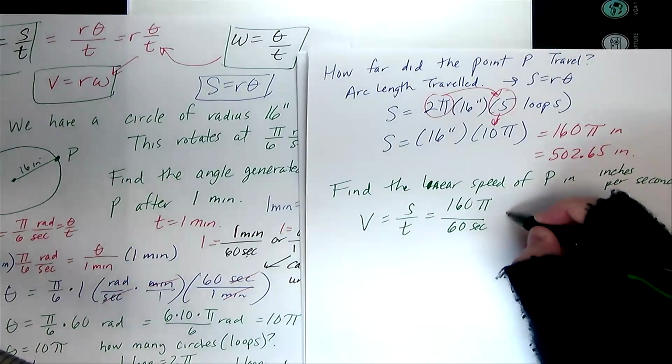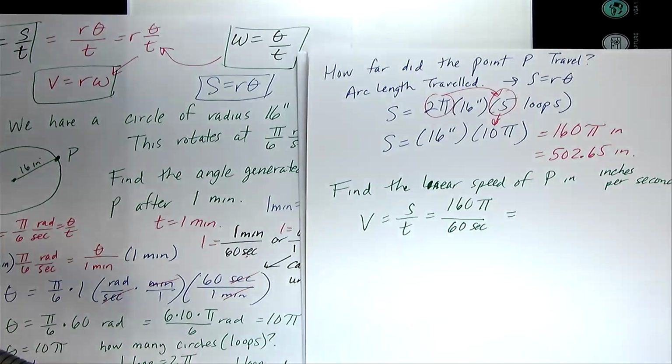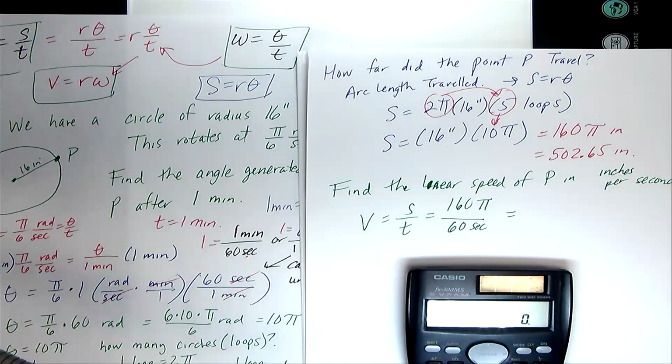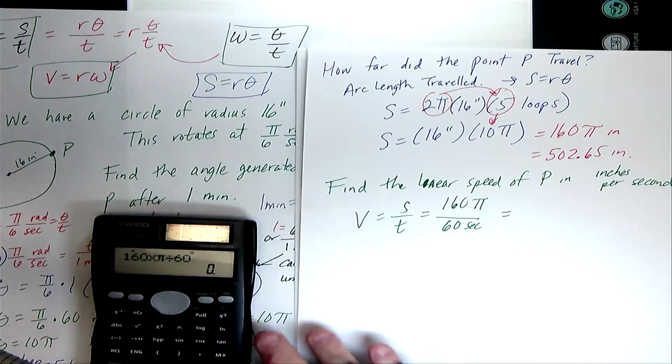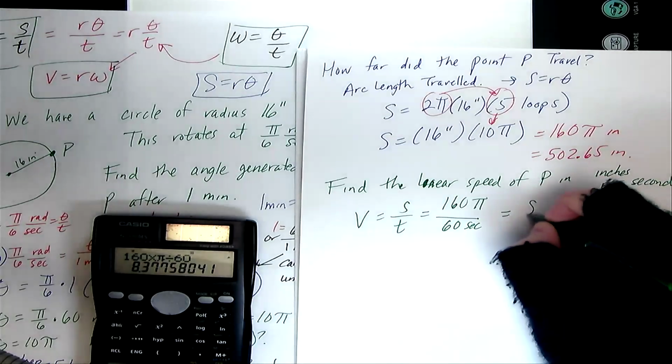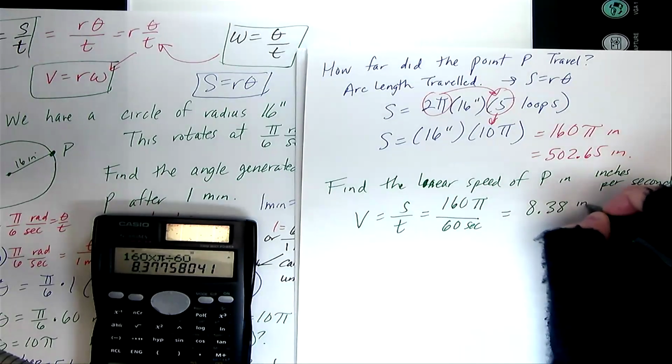Alright, now we can go through and figure this out in inches per second. 160 times pi divided by 60 equals 8.38 inches per second.